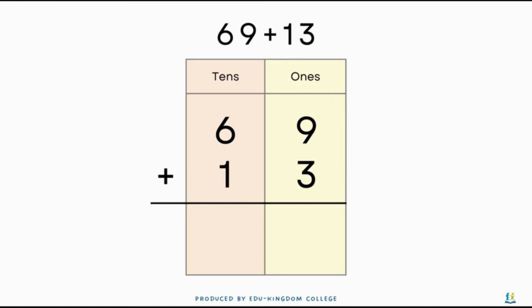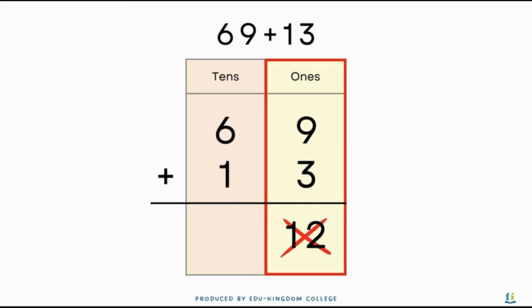Now we're going to have a look at cases like this. 69 plus 13. I have put the tens and the ones in their individual columns, and I'm going to work from right to left to add them up together. So looking at the ones place, I have 9 plus 3. 9 plus 3 actually gives us 12. But we cannot have more than one number in each column. What are we going to do?